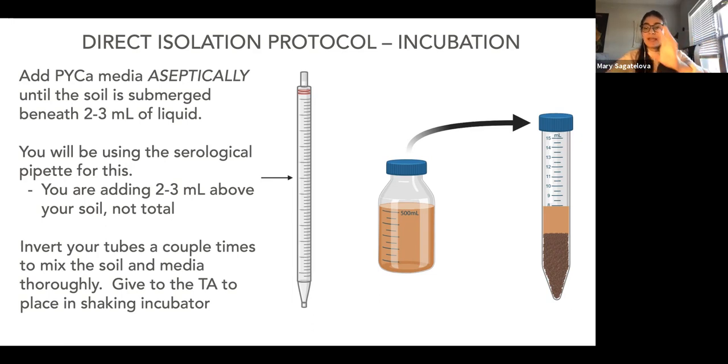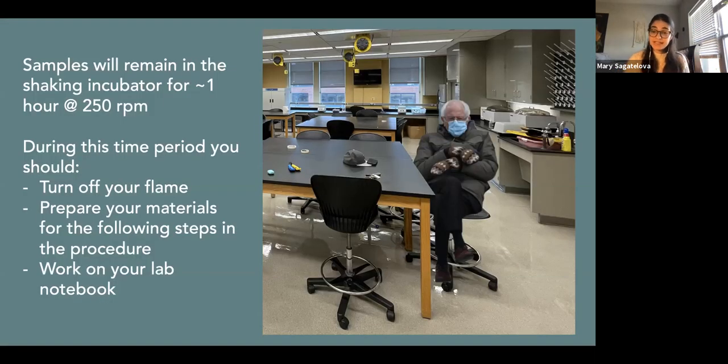Okay, once you get your media into your soil samples, just invert them a couple times to get it mixed thoroughly, and then give it to your TA, and we're going to put that into a shaking incubator. The samples are going to stay in the incubator for about an hour, depending on how quickly we can get everyone's in, but we're shooting for about an hour and at 250 RPM. So they're going to be shaking the whole time, again, to break up those electrostatic interactions.